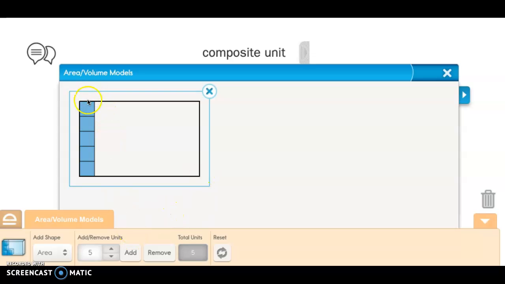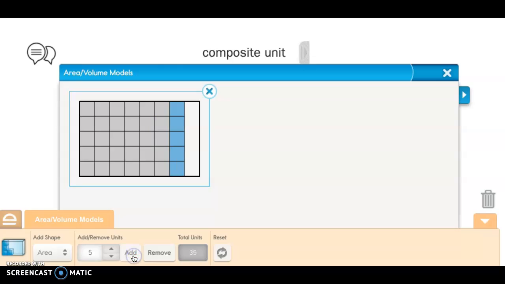Well, let's add one more. Right now, 1 fits in there. How many more fit in there? 2 fit in there. 3 fit in there. 4, 5 of those fit in there. 6 of these fit in there. 7 of these fit in there, and 8. Whew. Okay, so we know that there were 5 blocks, and we had 8 of them that fit.